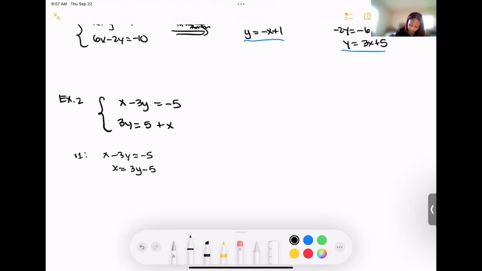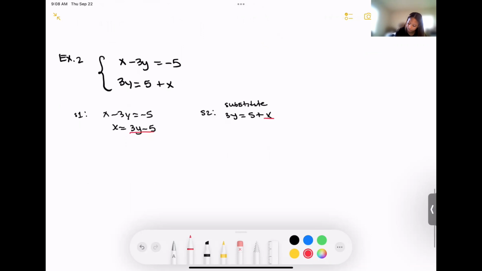Okay. For step 2, we're going to substitute 3y minus 5 into the second equation for x. So we have 3y equals 5 plus x. We're going to replace this x with the 3y minus 5. So this becomes 3y equals 5 plus, instead of x, we're replacing it with what we solved for in step 1: 3y minus 5.